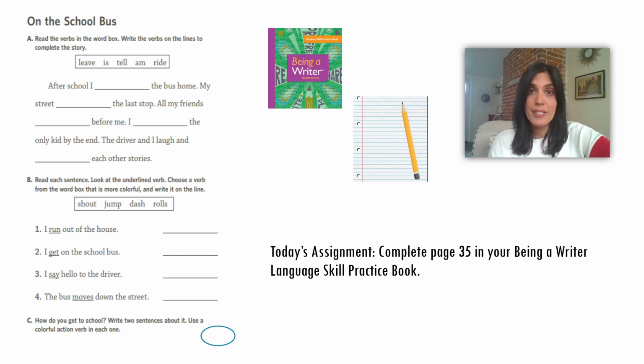Your assignment for today is to complete page 35 in your Being a Writer language skill practice book, or complete the assignment your teacher gave you. Remember, if you don't have your practice book, you can copy the work from this page onto a piece of paper.